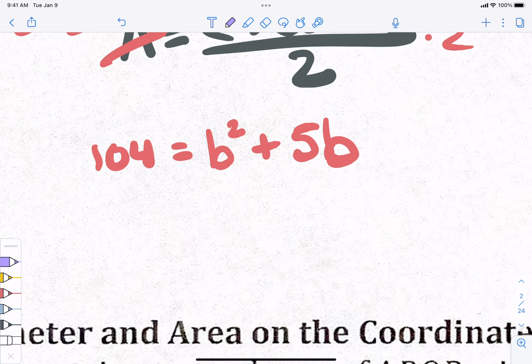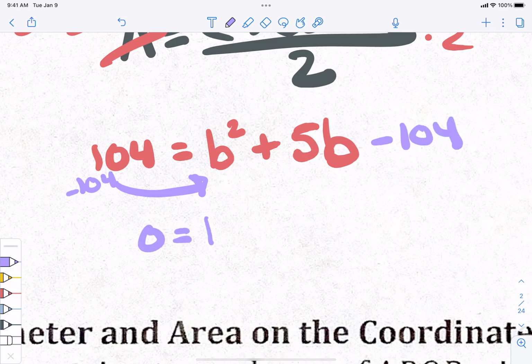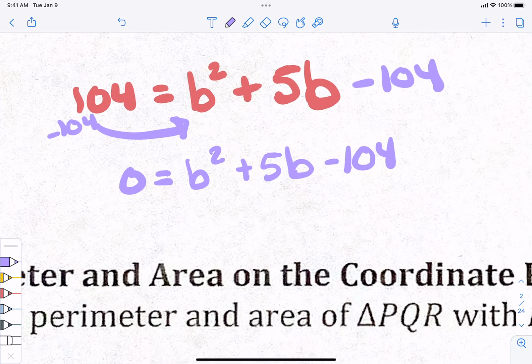Or is it trinomial? Yes, we're going to have to do a trinomial. So we're going to move this 104 onto this side by subtracting 104. So minus 104. So we have 0 equals, now we have a trinomial: B squared plus 5B minus 104.